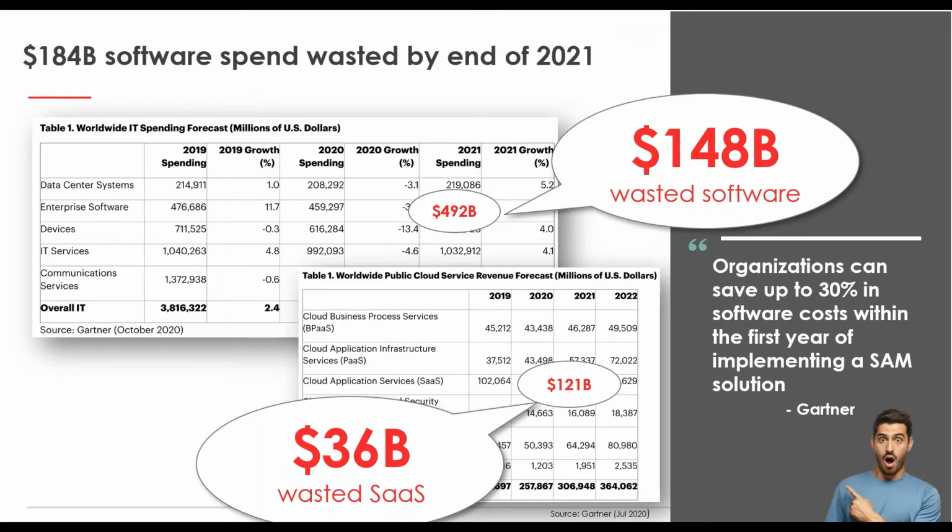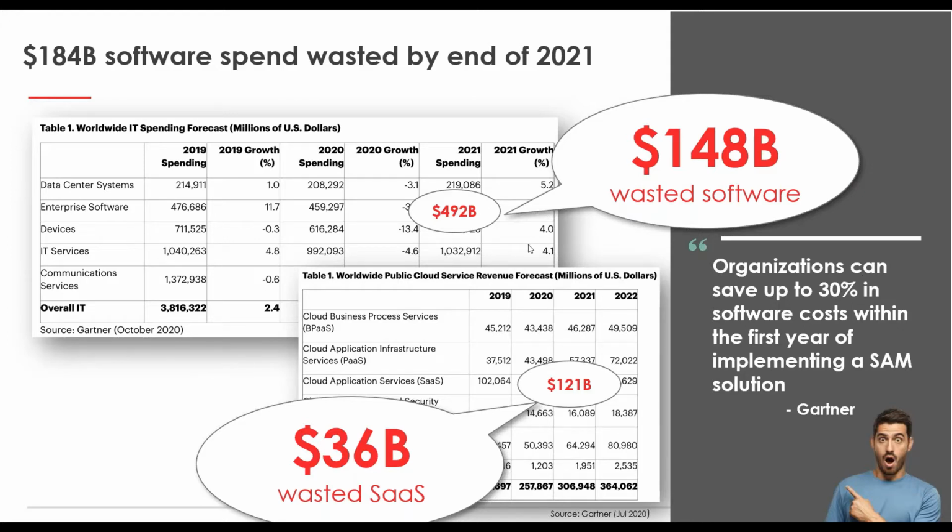So as you can see on screen, Gartner predicts that $184 billion of software spend will be wasted by the end of 2021. So let's talk briefly about what software waste is. Software waste is really considered to be licenses that an organization has purchased, but they're not getting the value of. So they're unused but paid for licenses. And this is going to be a key topic of our discussion today.